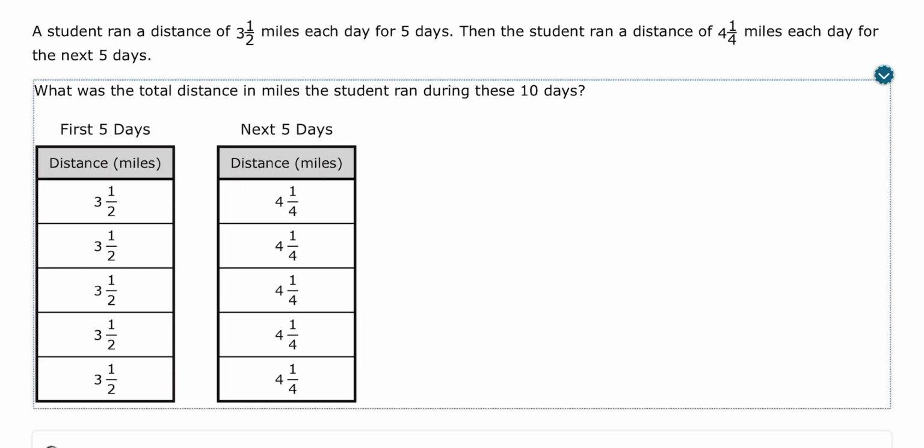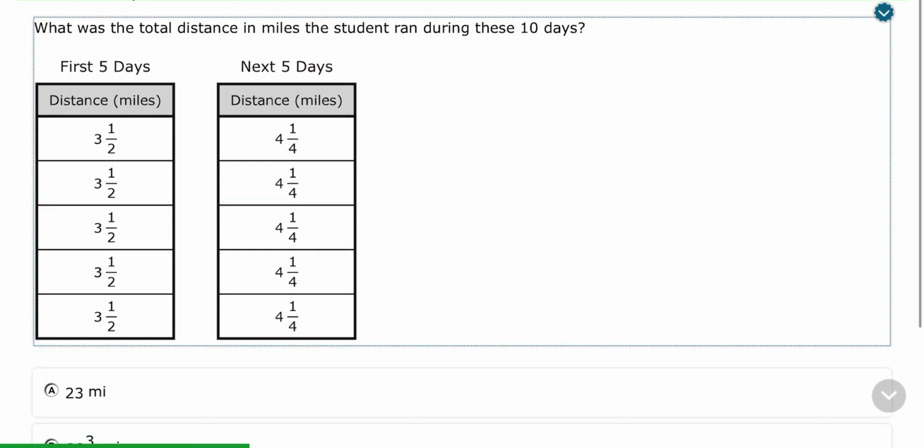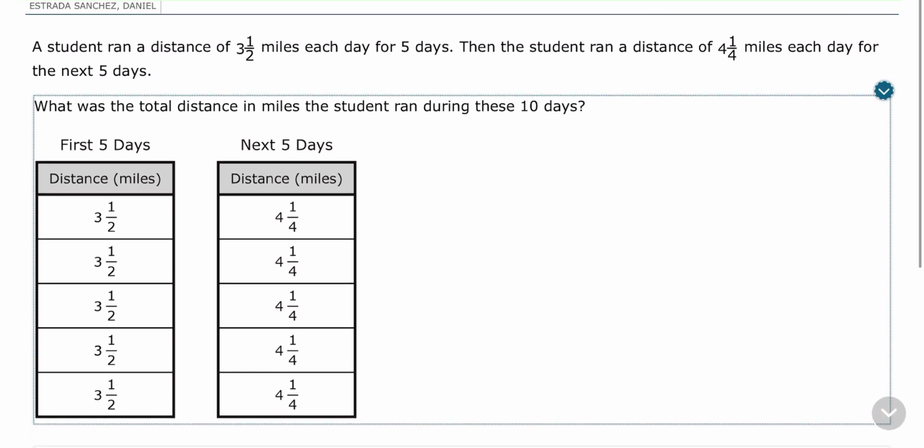The first 5 days, we know they ran 3.5 miles each day, keyword there, each. And then the next 5 days, each day was 4.25 miles. So the student was running a little bit faster the next 5 days. Now, to figure out the total, we know we are going to be adding.